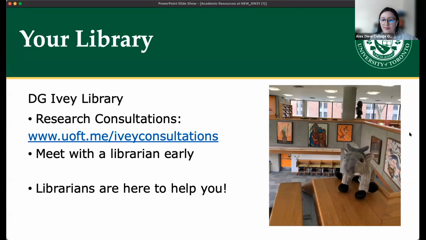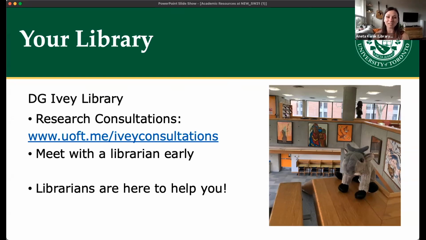All right. Hi, everyone, again. So as I mentioned, my name is Aneta, and I'm one of the librarians at DG Ivy Library, which is the New College Library. There's an image of our library on the slide with our mascot, Nyambo, the gnu. And as you can see, the library is known for our space.